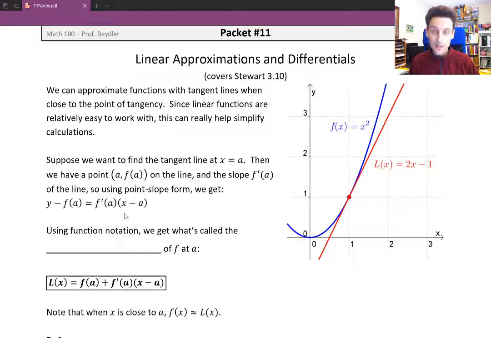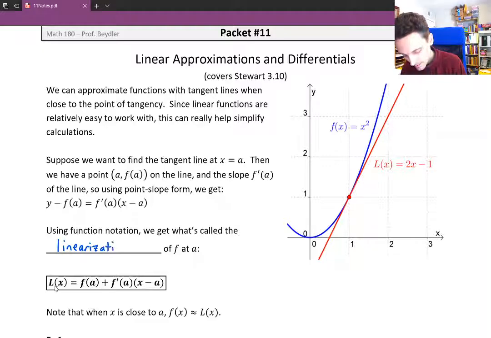Now we could rewrite that equation using function notation by adding the f of a to the right, and instead of y we could write capital L of x, for example, L standing for the linearization. The linearization of f at a. This is just taking the function and turning it into a line, basically, at that particular x value. So the note is that when x is close to a, the function values are approximately the same as the line values, the tangent line values.